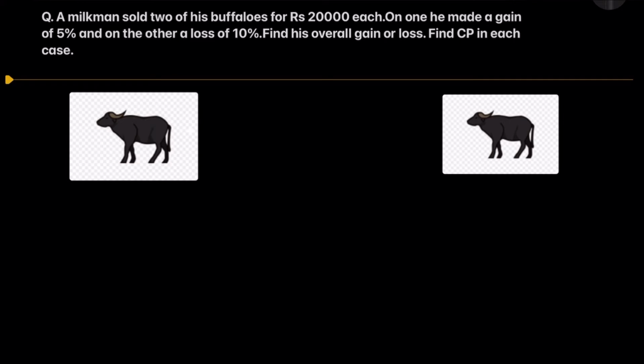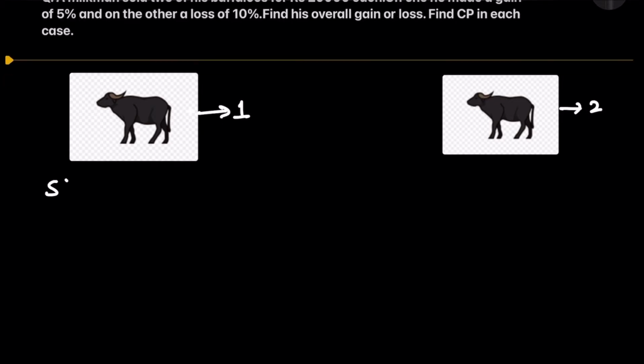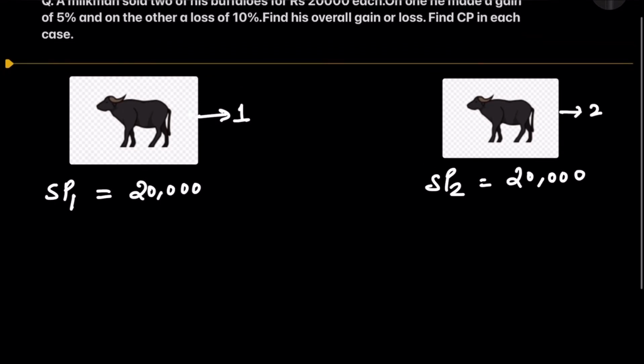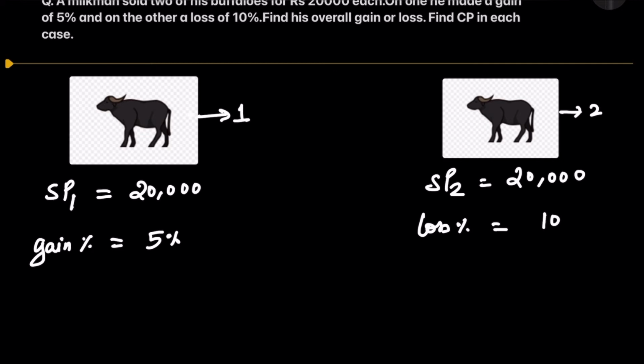So this milkman had two buffaloes and he sold each buffalo for a price of rupees 20,000. So let's mark this one as buffalo number 1 and this one as number 2. So the selling price of buffalo number 1 is 20,000 and the selling price of buffalo number 2 is also 20,000. So on one he made 5% gain. So gain percentage on buffalo number 1, let's say, is 5%, and the loss percentage on this buffalo is 10%.